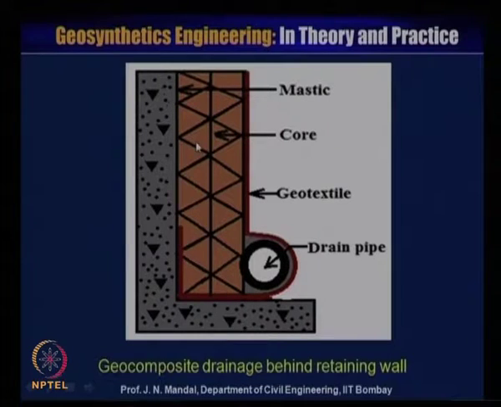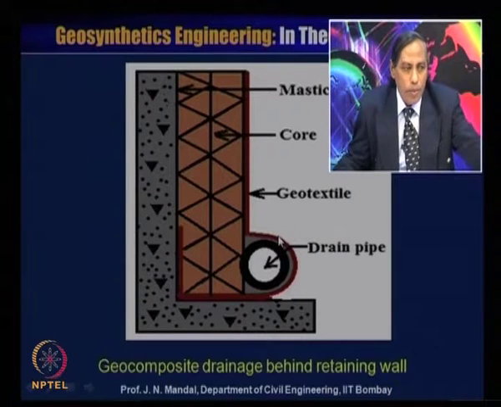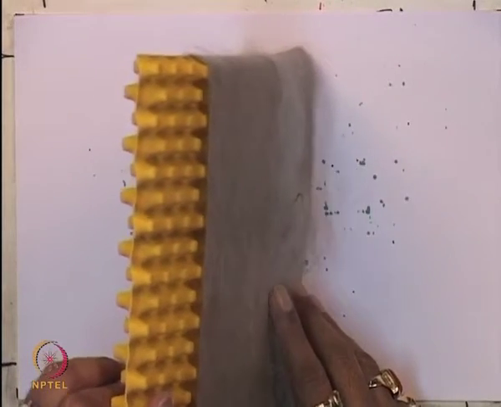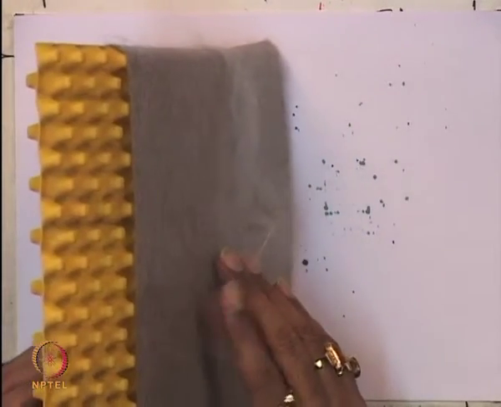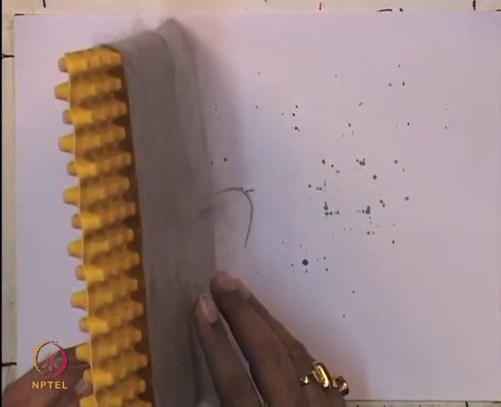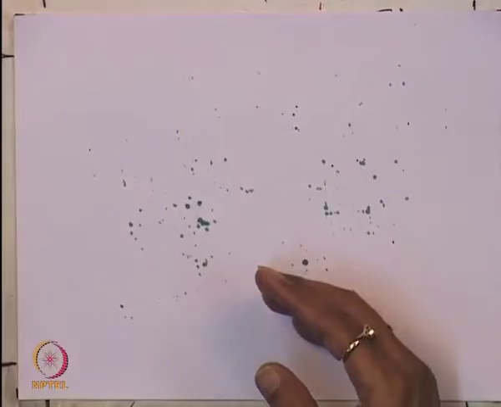Now this is what you call the geocomposite drain behind this retaining wall. So this is the retaining wall, and this is the geocomposite drain you can provide. There is a drain pipe. So you can provide this kind of material. We can see this is the core material, and it is wrapped with geotextile material. You can use it on the back of the retaining wall, and the water can be drained out through the drain pipe.